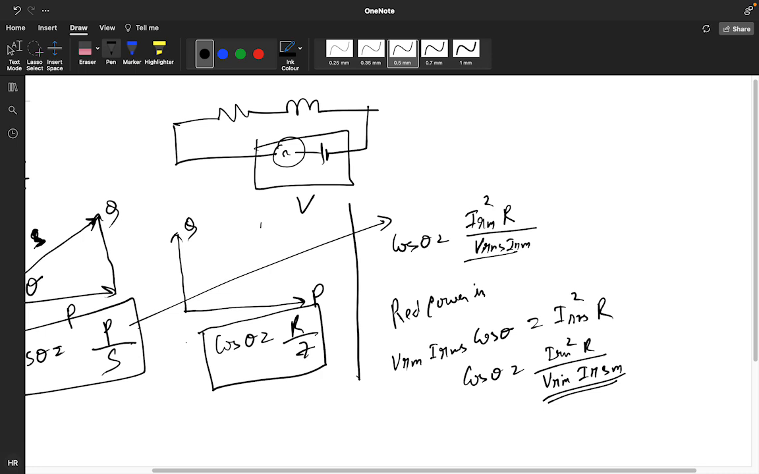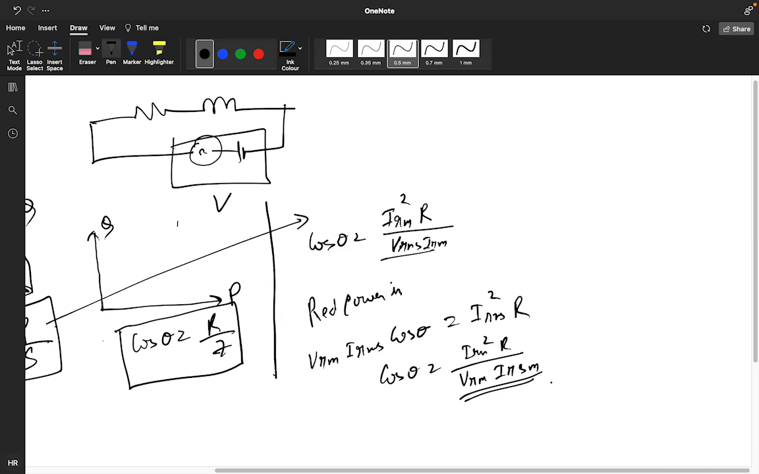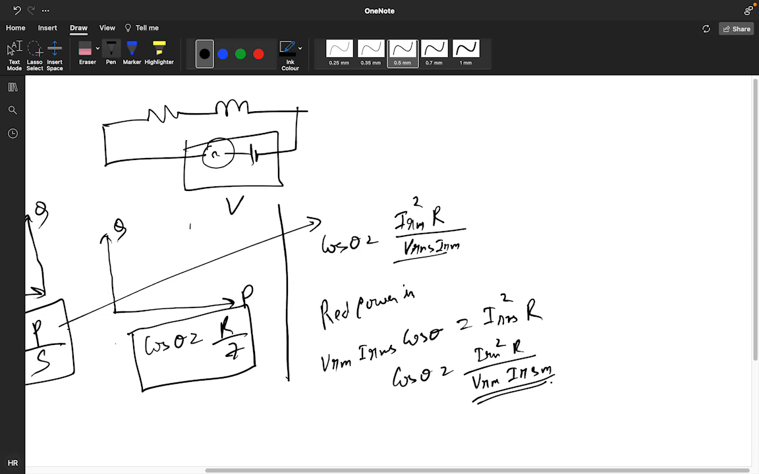Okay guys, you understood how this came? Real power was VRMS into IRMS cos theta, and it will be equal to IRMS square into R. So what will the power factor be? IRMS square into R divided by VRMS into IRMS. So what is the overall voltage? Voltage has a DC value and an AC value also. So you can write 4 plus sine t. And what is the current?